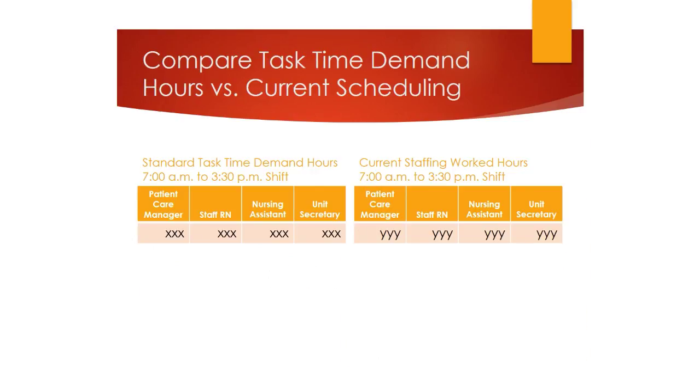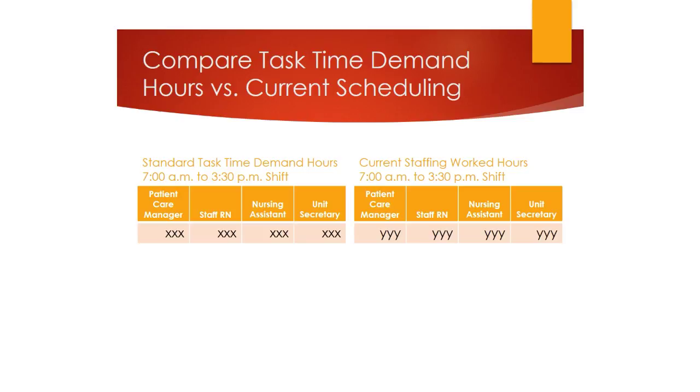Now we're going to compare the calculated task time per job class that we developed on the previous slide to actual work time as currently scheduled. First, let's convert the task time minutes we developed for each job class into hours. Divide those estimated task time minutes by 60 and enter the calculated hours in the column corresponding to the correct job class. Do this for each shift. Then, enter the actual work time in hours currently scheduled for each shift.